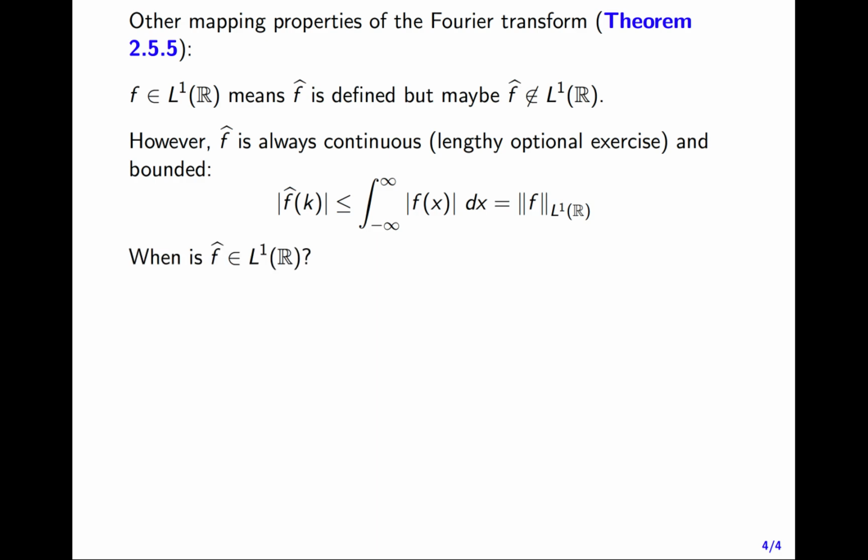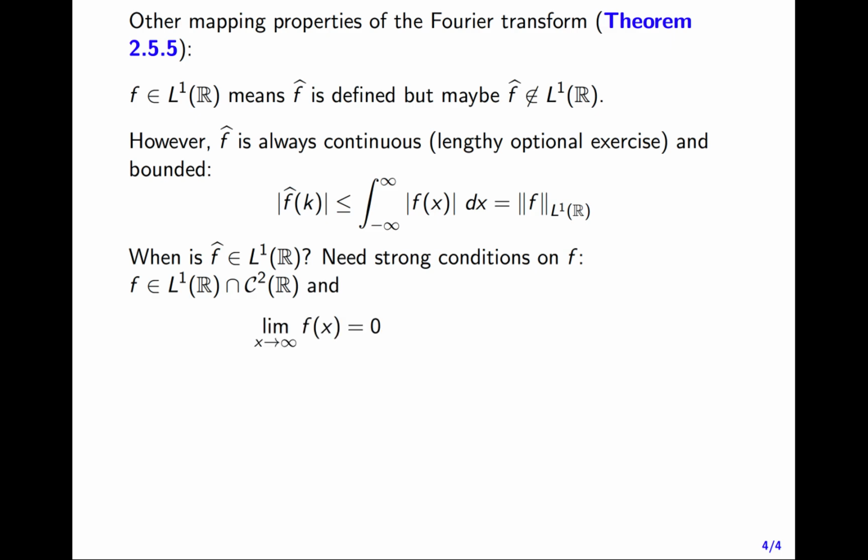You might reasonably ask, when is f hat in L1 of R? And we will be asking ourselves that question next week. You need some rather strong conditions on f to guarantee this in general. One way to do it is to assume that f is in L1 of R, which of course you would assume, and that f is in C2 of R. That is, that f, f prime, and f double prime are all continuous. That's pretty strong.